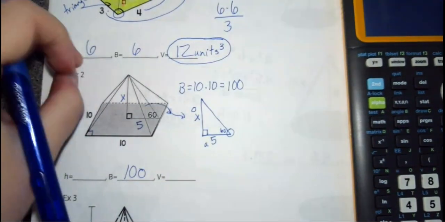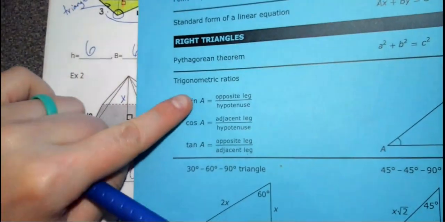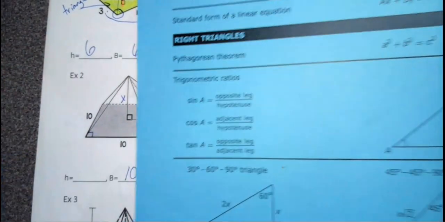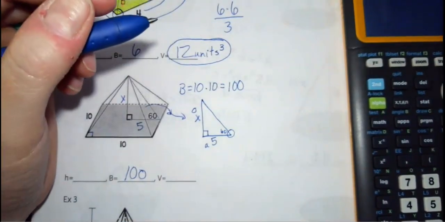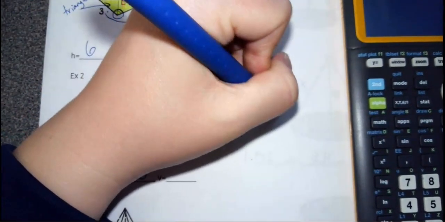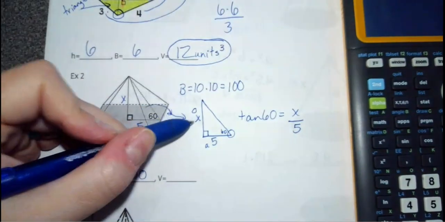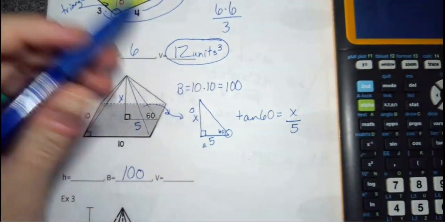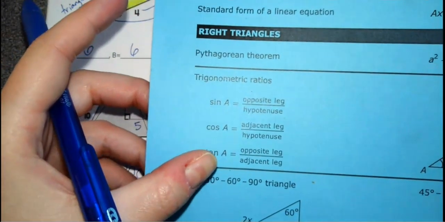So remember, some old hippie caught another hippie tripping on apples. And that is also on this formula chart as well, so it's not something that necessarily has to be memorized. But tangent of 60 equals the O over the A. So why is the X on top and the 5 on the bottom? Because the X is opposite and 5 is adjacent. And for tangent, it's always opposite over adjacent.